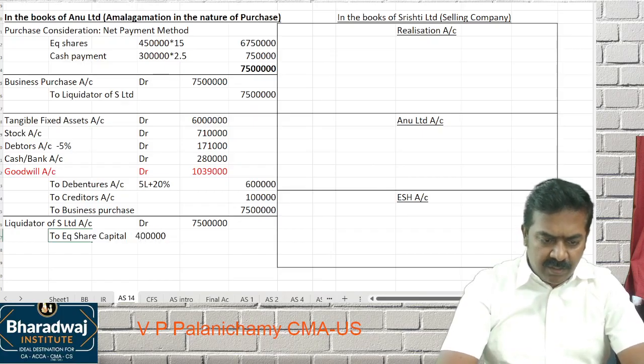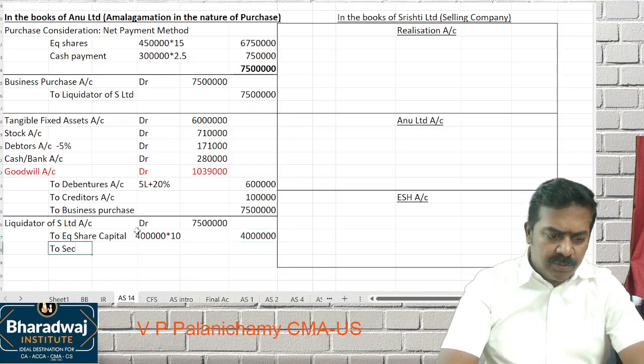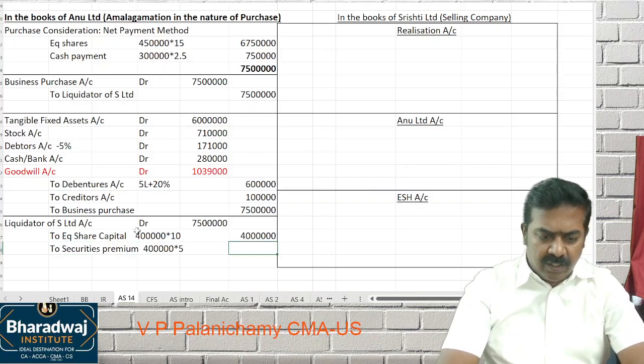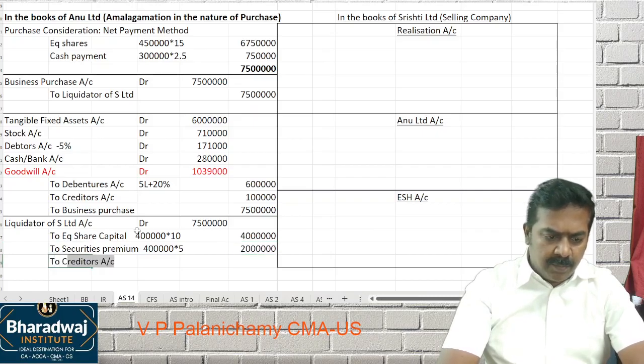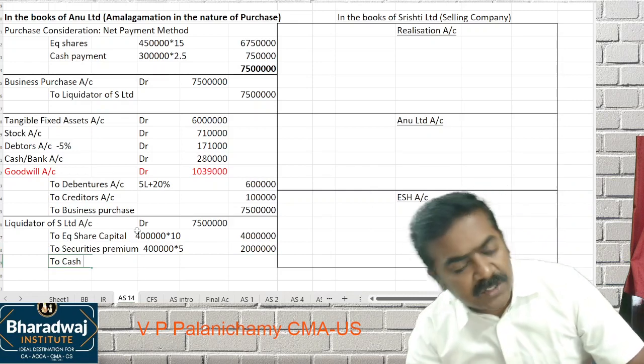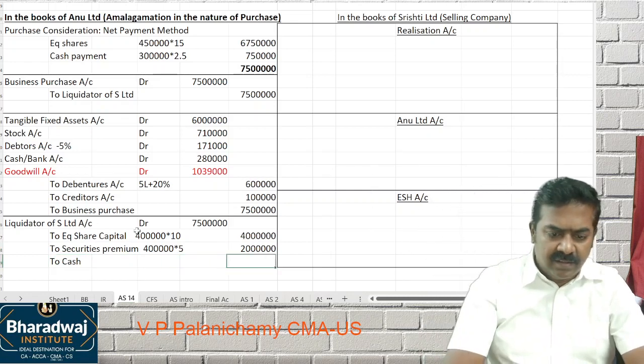4 lakhs into 10, how much? 40 lakhs will come. To securities premium, 4 lakhs into 5, 20 lakhs. To cash, how much we are paying? 7 lakh 50,000 we are paying.